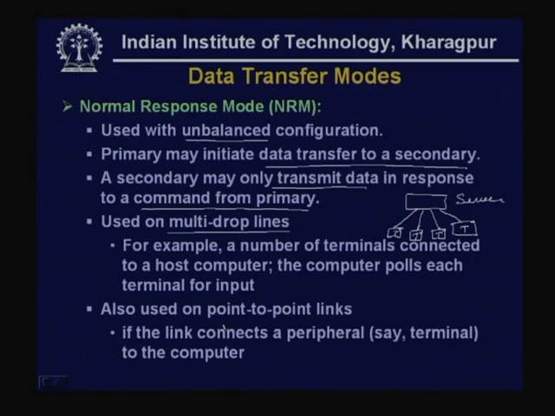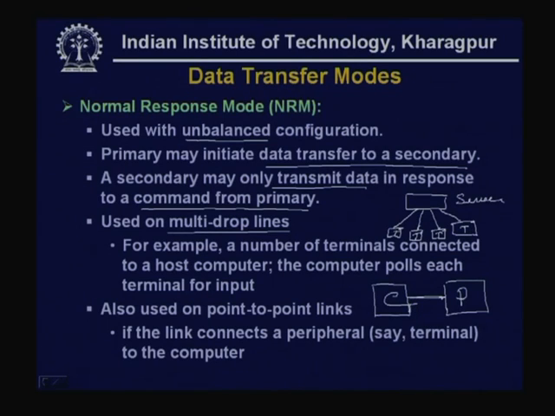It is also used on point to point links, so this can be used both for point to point as well as multipoint, as I mentioned. In the point to point case, say a computer is connected to a peripheral, say a printer. This is essentially the master, the primary, and this is the secondary in the HDLC terminology, and the communication is in the unbalanced mode.